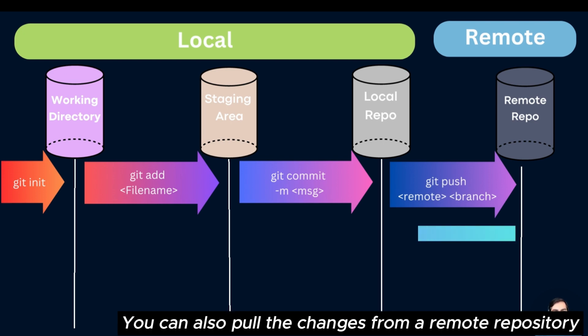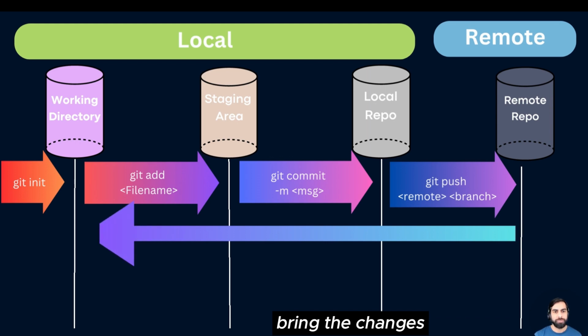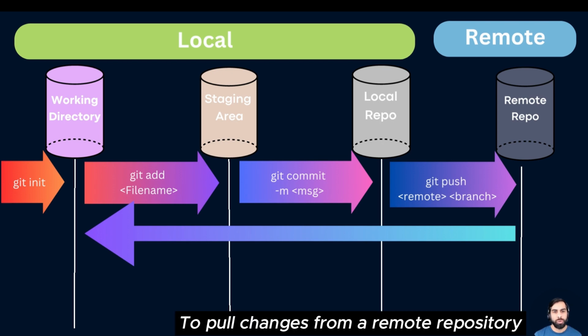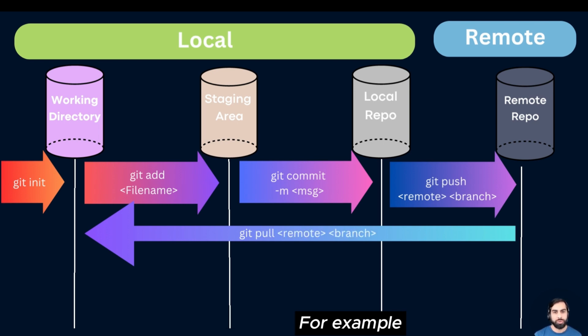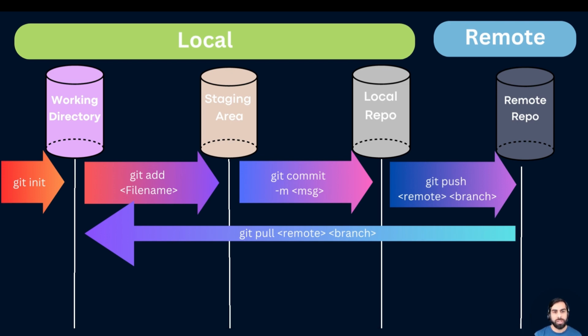You can also pull the changes from a remote repository. Pulling the changes brings the changes from the remote repository into your local repository. To pull changes from a remote repository, run the following command: git pull remote-repository-name branch-name. For example, to pull changes from the remote repository called origin on the branch called master, you would run the following command: git pull origin master.